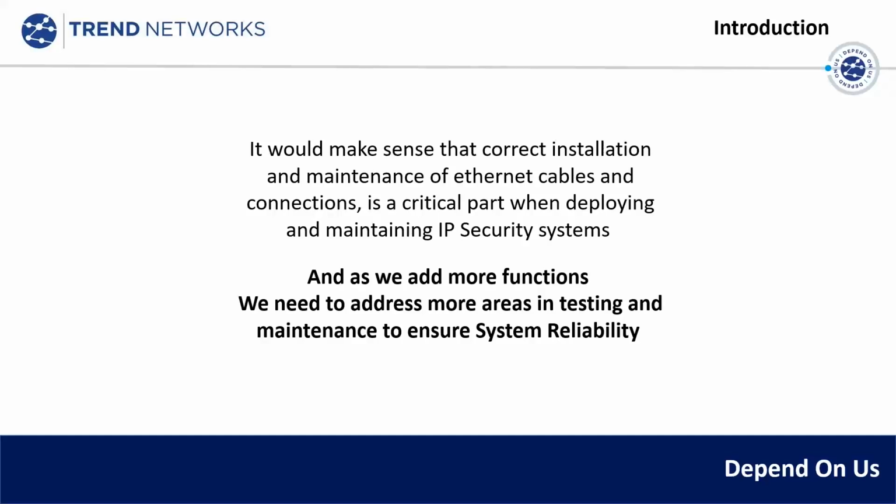The scope of today's discussion is quite common as we expand in security networks. It would make sense that the correct installation and maintenance of Ethernet cables in the buildings around us is a critical part of when we deploy and maintain these IP systems. And you can imagine, as we add more functions to cameras and more cameras, we need to do more. So the theme of today's discussion is around what to do, where to test, and how much more we need to test. There's a lot to digest today.